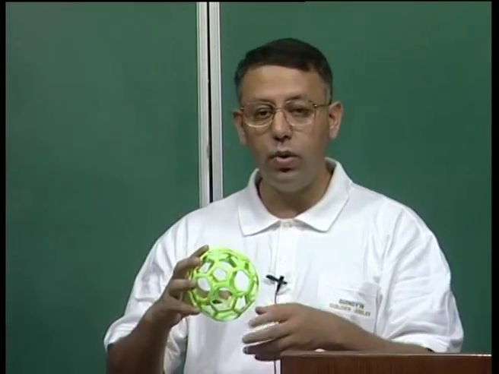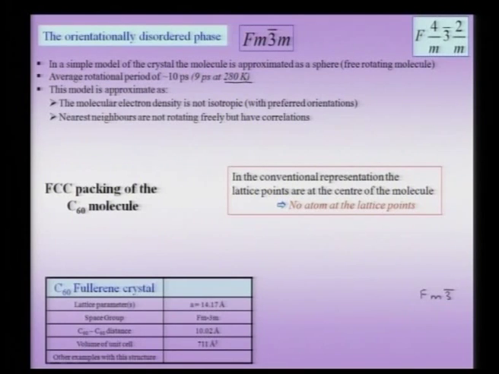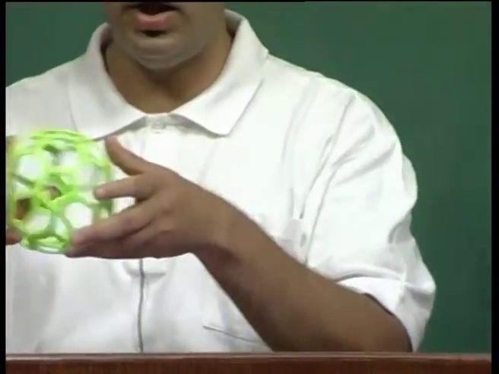But now suppose I ignore the orientational symmetry, and how can I do it? You can do it because if you notice the Fullerene molecule at room temperature, for instance here at 280 Kelvin, you would notice that the molecule is rotating, and the average rotational period is of the order of 10 picoseconds. So the molecule is constantly rotating, and therefore we can approximate this molecule to be a sphere. Because of the continuous rotation of this molecule with a period of about 10 picoseconds, I can assume that spheres are decorating the lattice points in an FCC lattice.